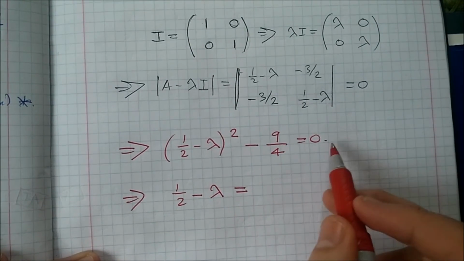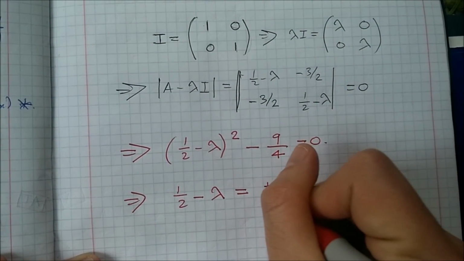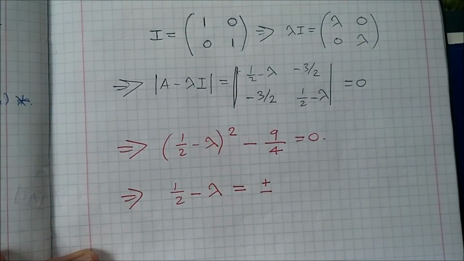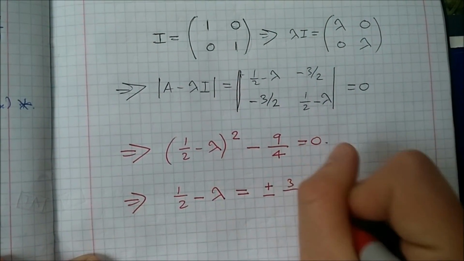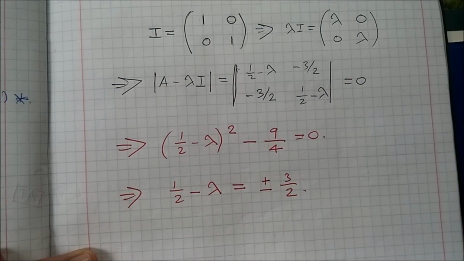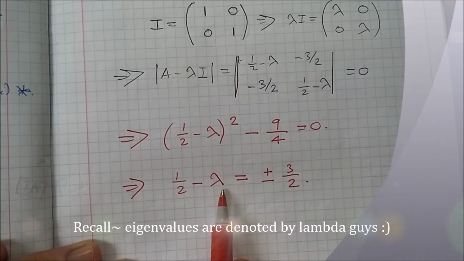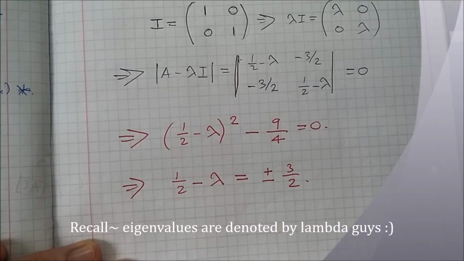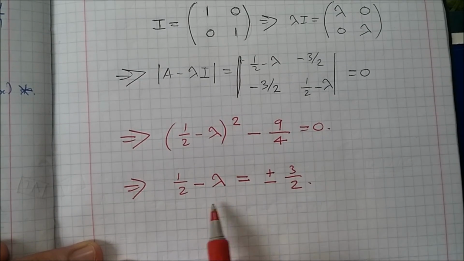Okay, so it'll be 9 over 4 on the side, take the square root, it'll be plus minus the square root of 9 over 4, the square root of 9 is 3, the square root of 4 is 2, so plus minus 3 over 2. Alright, so here we are, already at the end of the video. So an eigenvalue, remember, is the value of lambda. In this case, we're going to have two values, a plus and a negative.